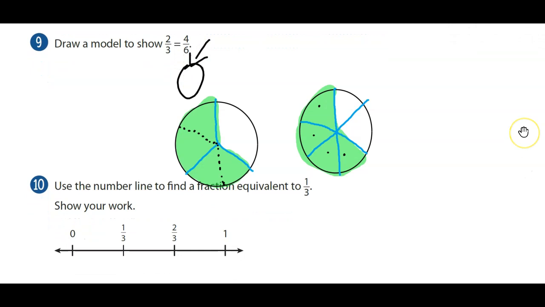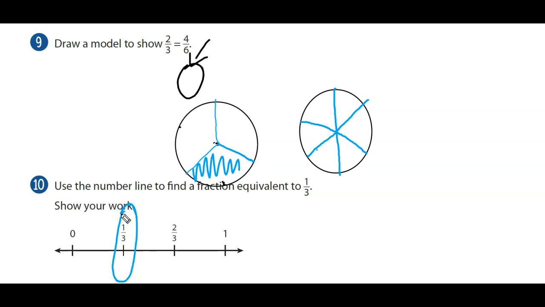And it says use the number line to find a fraction equivalent to 1/3. Okay? 1/3. One-third. That means this part right here. So 1/3 is how many sixths? How many sixths is 1/3? 2.